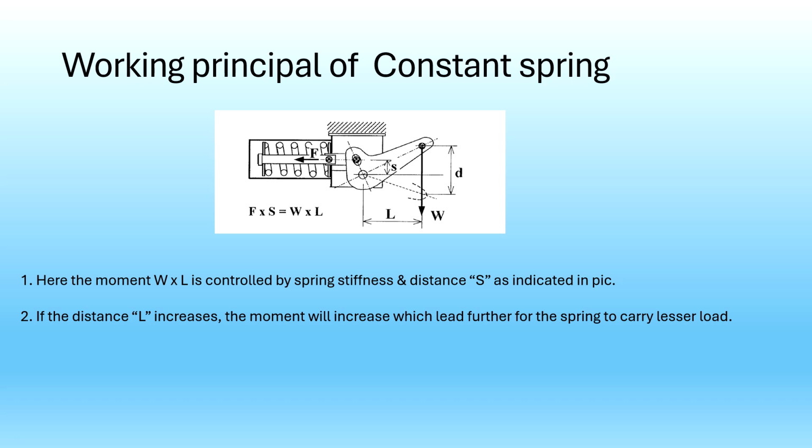Here the working principle is that the moment W cross L is controlled by the spring stiffness and distances. The moment here is controlled by the stiffness, that is the F, as well as the S, the distance between the pointer and the fixed point, that is the fulcrum. If the distance L increases, the moment will increase, which leads the spring to carry lesser load. So this distance will govern the load carrying, because as the moment increases, the load carrying capacity will get reduced. This is how the working principle of constant spring takes place.